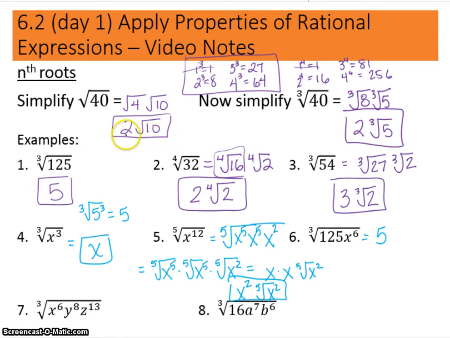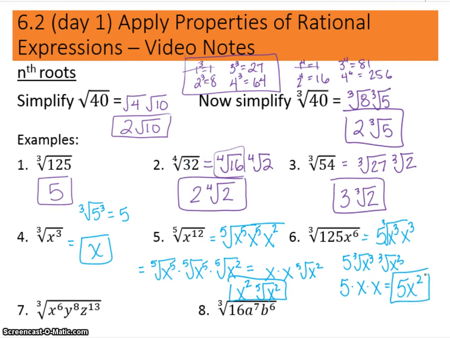We've got the cube root of x to the 6th. If you remember, we want to think of it in terms of x to the thirds. So this is going to be the cube root of x to the third. That's 3 of them. We need 6 total, so another x to the third. So we have 5 cube root x to the third, cube root x to the third, which is 5 times x, which is 5x squared. Okay, so that worked out nice and pretty.